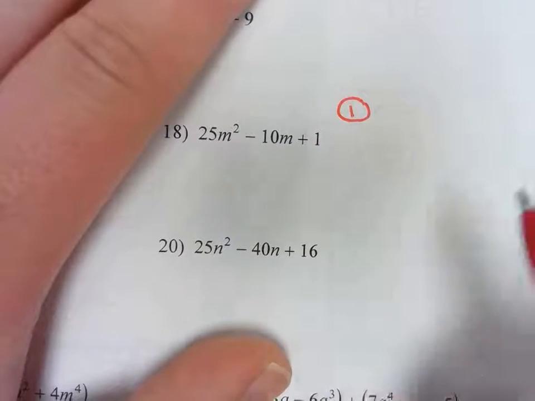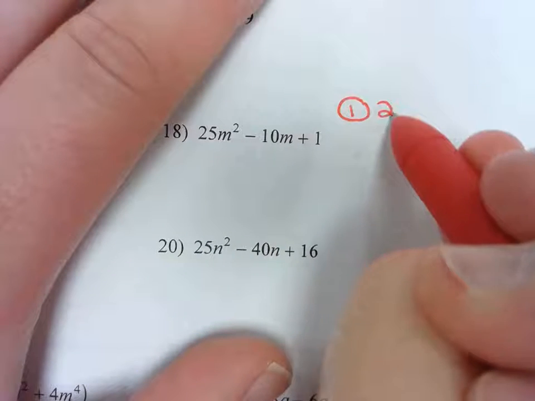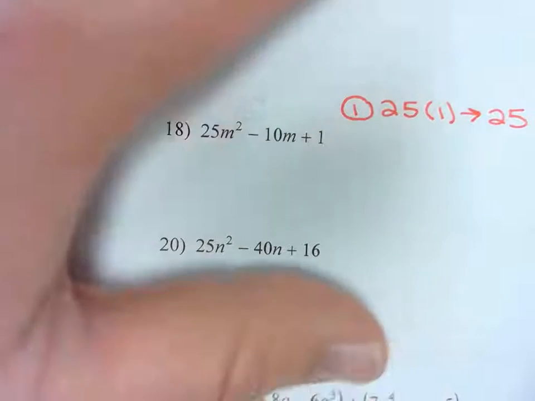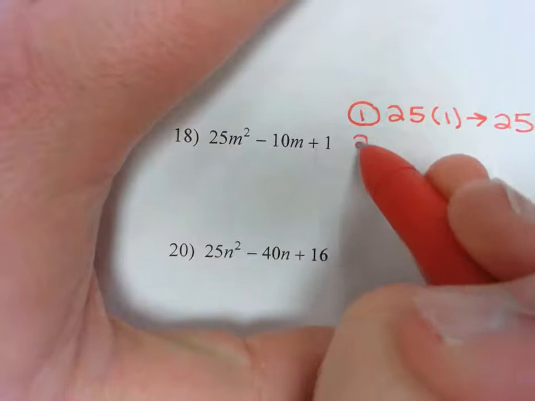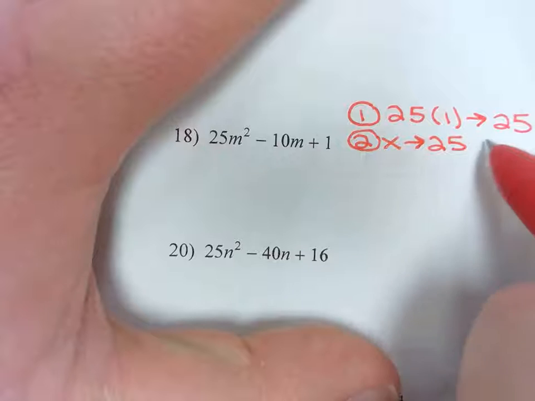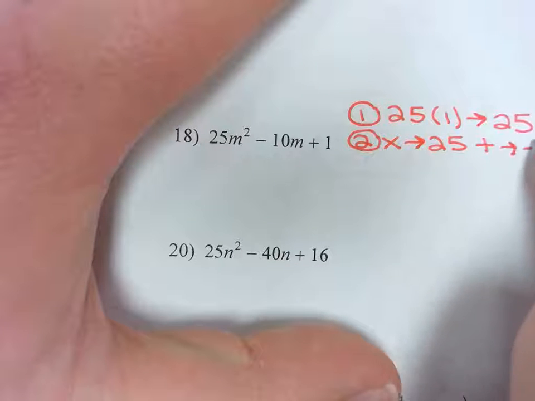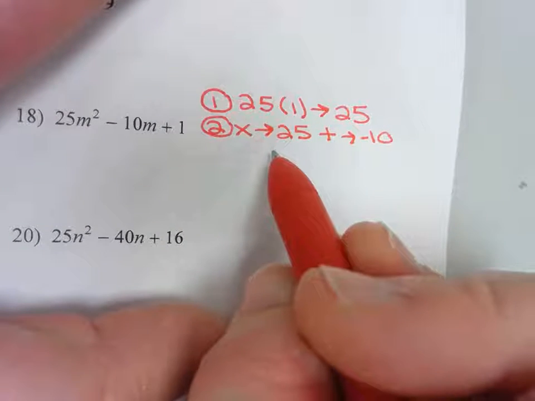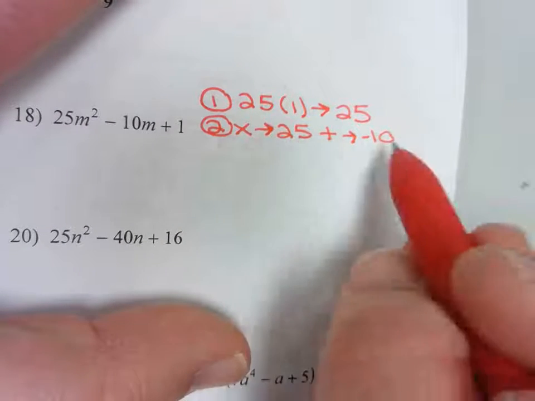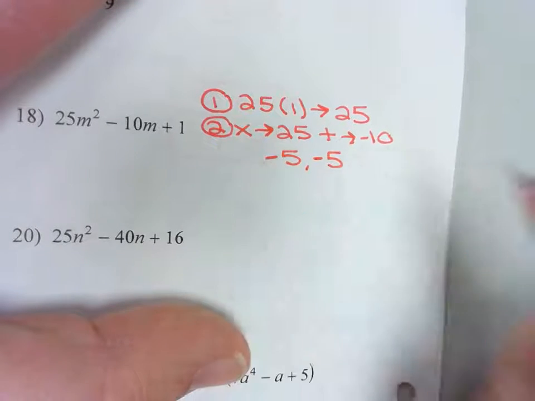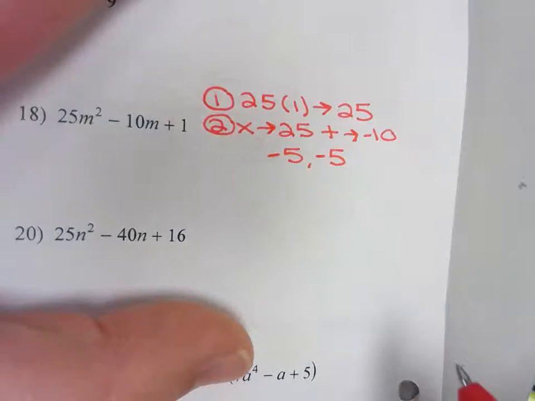Step 1. I need to multiply what two things together? So 25 times 1, which is what? 25. Step 2, I need to find two numbers that multiply to give me 25 and add to give me what? Negative 10. Okay, let me get those. So let's think. Two numbers that multiply to give me a positive 25 and add to give me a negative 10. Negative 5 and negative 5. So I found the two numbers.